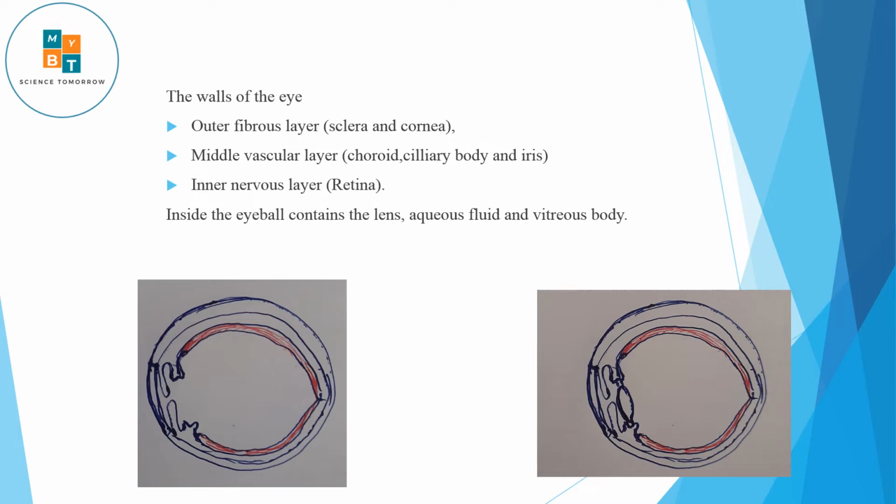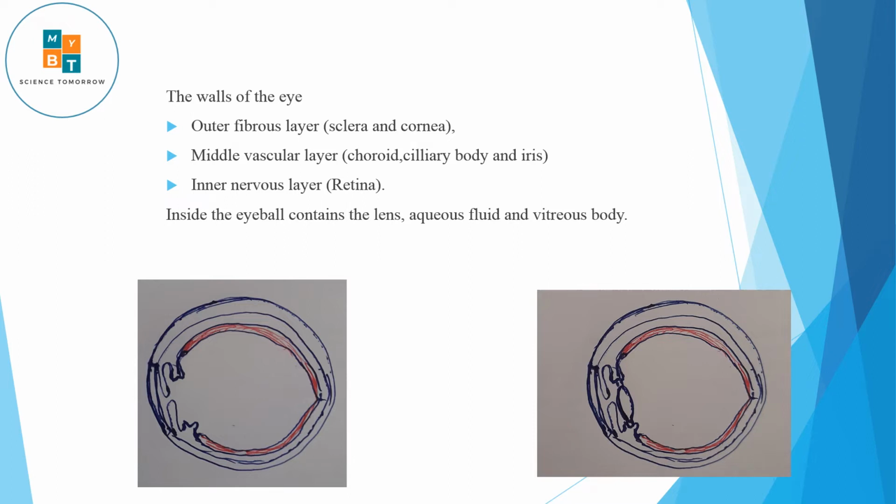The innermost layer is the nerve cell layer, which you call the retina. The image is placed on the retina, which we then understand through our brain. So these are the three walls of the eyeball: the sclera and cornea of the fibrous layer, the middle vascular layer, and the innermost retinal layer.